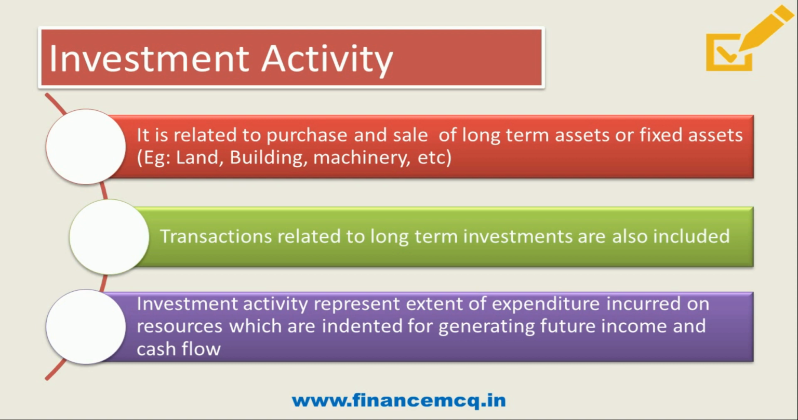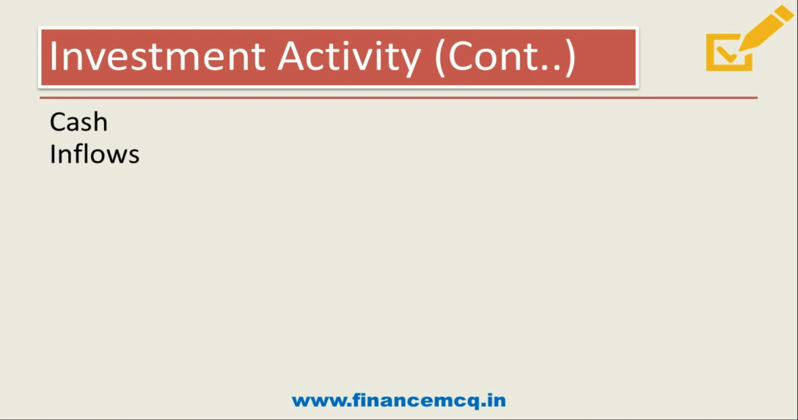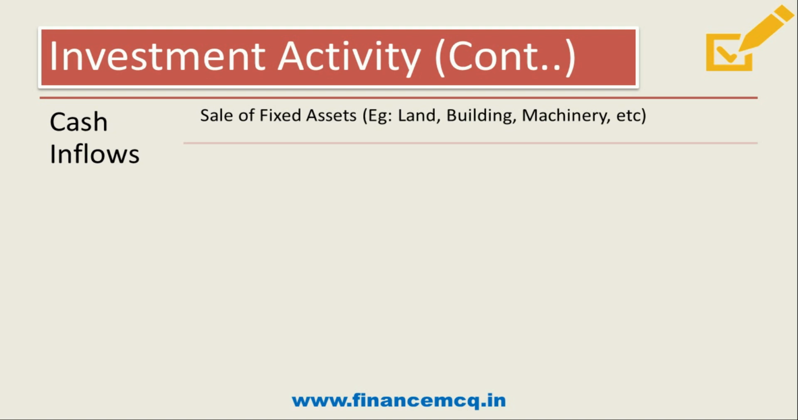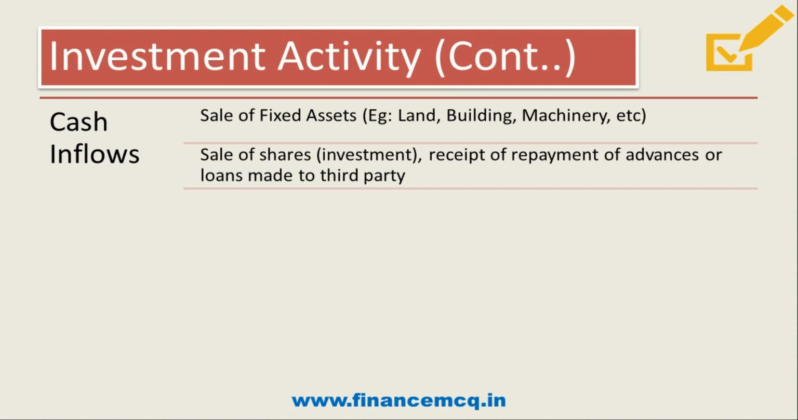Now let's move on to our next point and discuss some of the items covered under investment activity. So friends, first we'll talk about cash inflow under investment activity. So the first one, we will have cash from sale of fixed assets. Whatever fixed assets we sell, we get a cash inflow from them. Then we have sale of shares, that is your sale of investments, or receipts of repayment of advances or loans made to a third party.